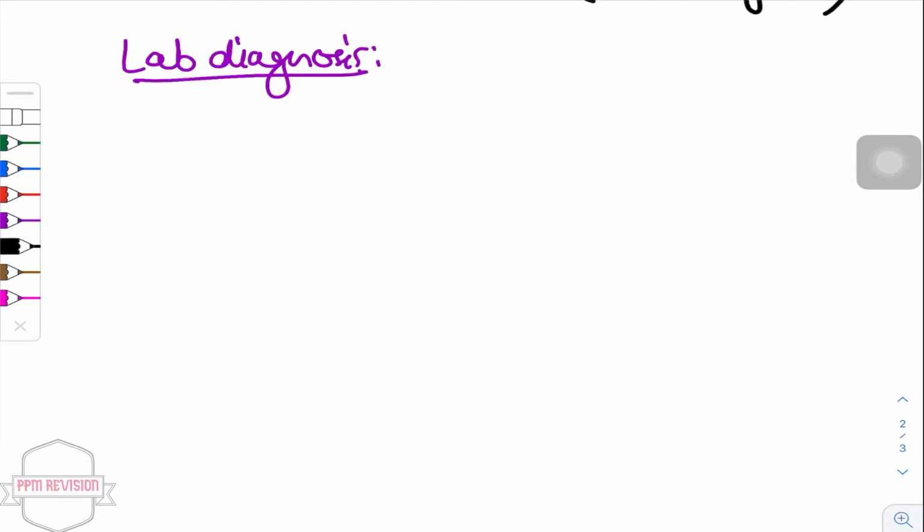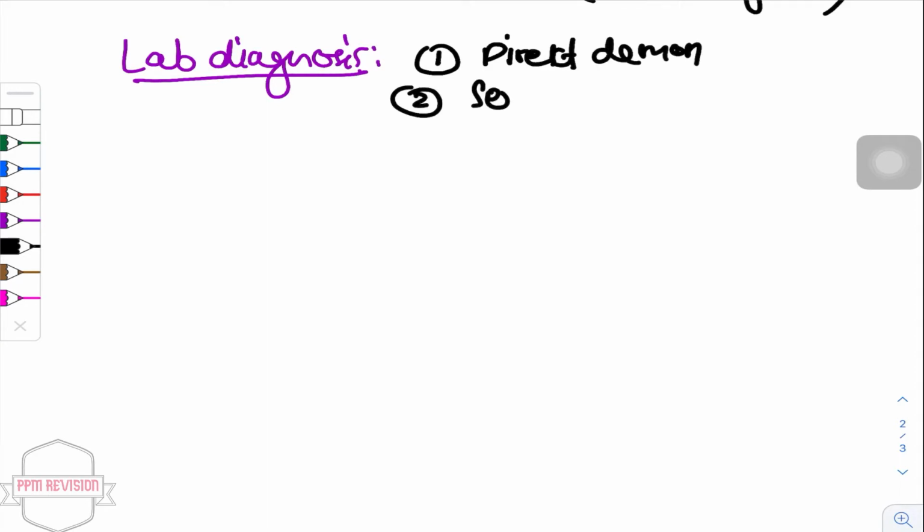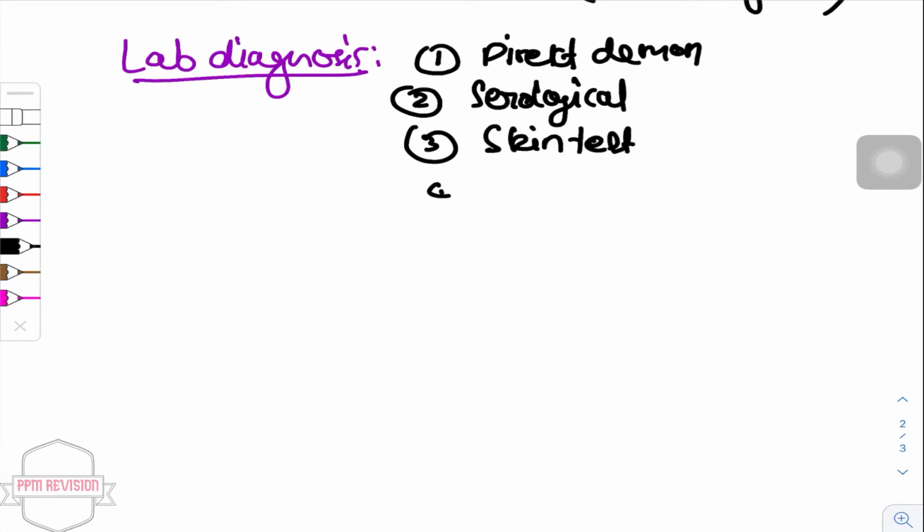So under lab diagnosis, we need to see the direct demonstration of parasite. So there is direct demonstration. Second one being there is serological test. Third one being there is skin test. And the fourth one being there can be molecular methods as well.